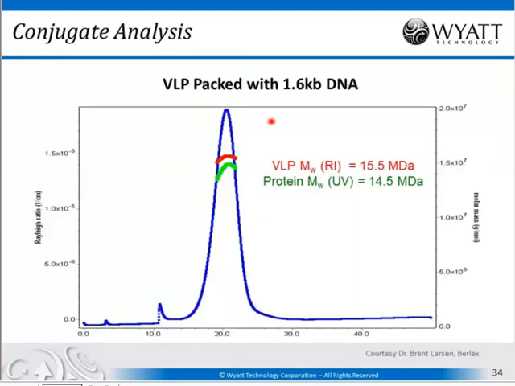The same conjugate analysis can be applied to FFF and to VLPs. Here's an example provided by Brent Larson at Berlix, formerly Berlix. It was packed with some DNA. So here the VLP was actually being used as the delivery vehicle for the DNA payload. Again, we can determine the molecular weights of the constituents. The total VLP molecular weight was 15.5 megadaltons. The protein, not including the DNA, was 14.5, and therefore the DNA was about 1 megadalton, which corresponds to the 1.6 kilobases very nicely. You also see the heterogeneity across the peak showing up very clearly.